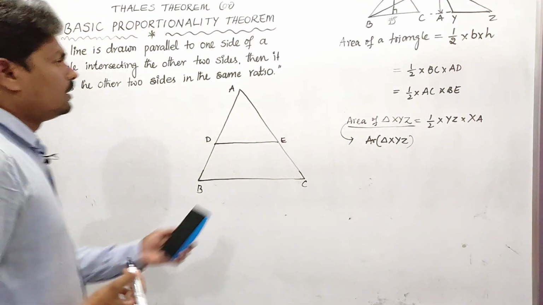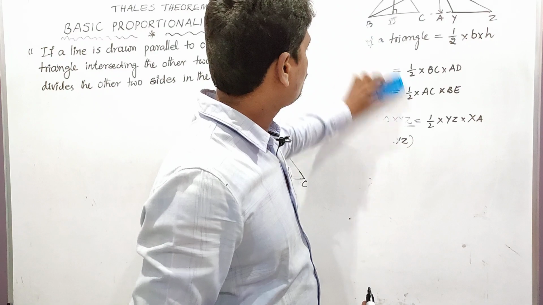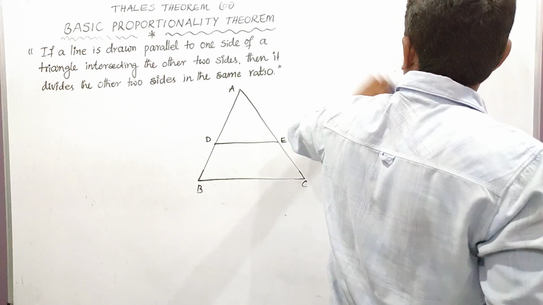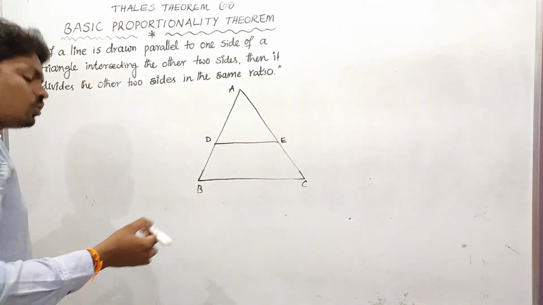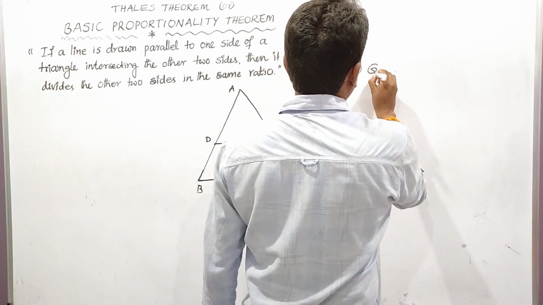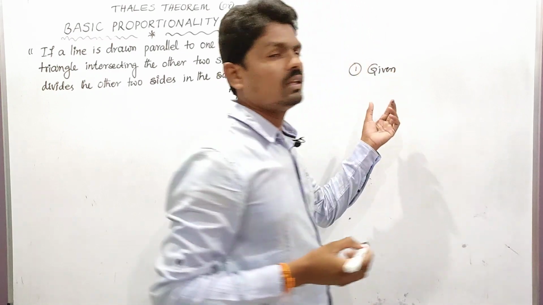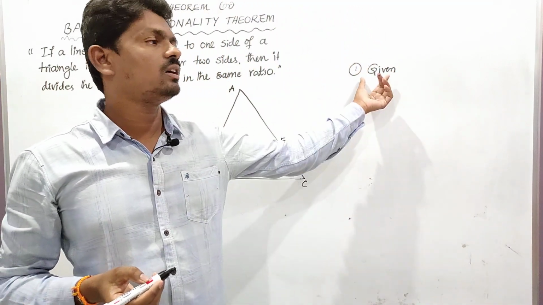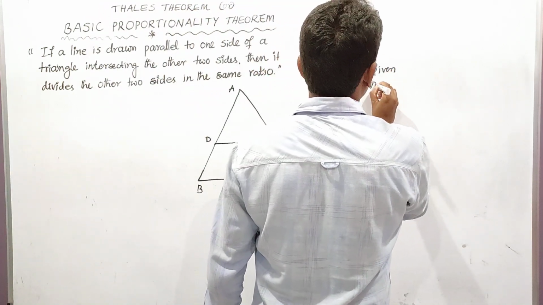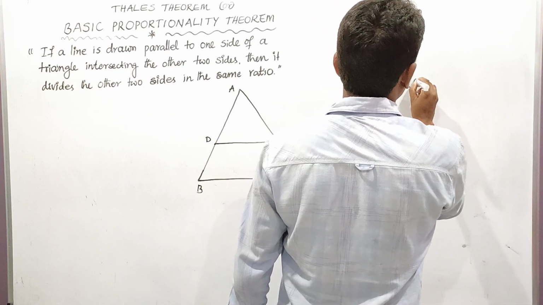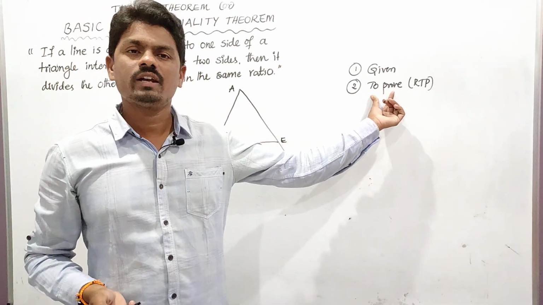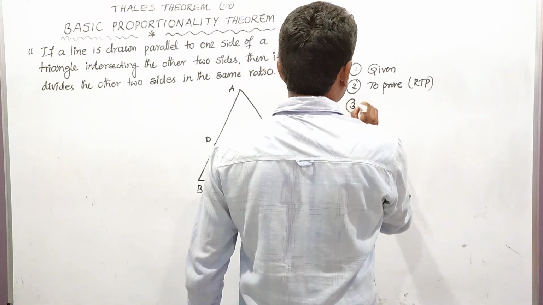So now student, to prove any theorem, we have to follow 4 steps. So what are the 4 steps? First one, given. This will be the given statement. What is given in the statement, that is given. Second one, to prove, also known as RTP, required to prove. What we have to prove, we write in the second step. Third one, student, construction.